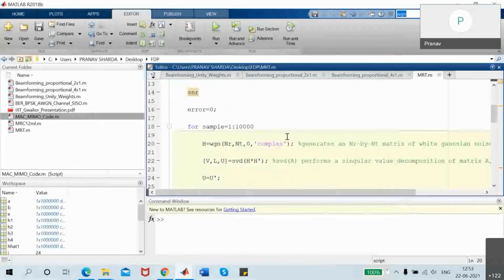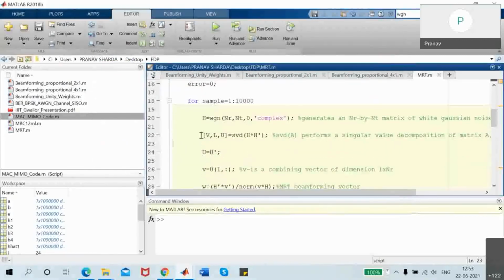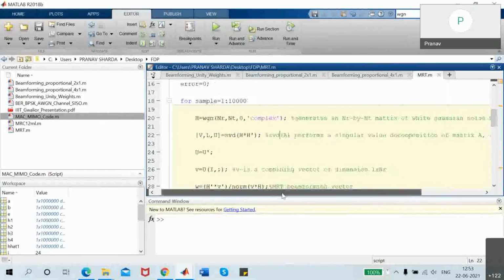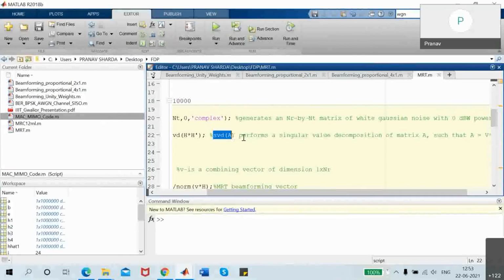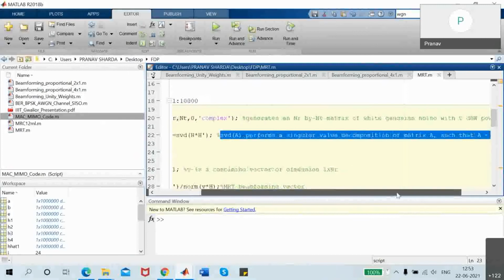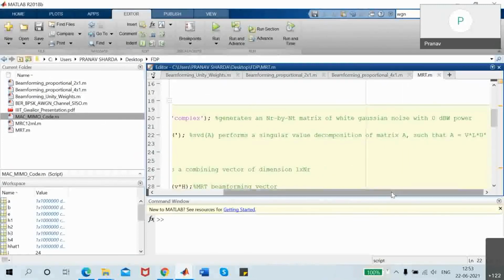So that's okay. In line number 22, we perform singular value decomposition, which we call SVD, so SVD of HH Hermitian. I have given a comment over here on what this command will do. SVD of any general matrix A performs a singular value decomposition. I will not go into what singular value decomposition is.